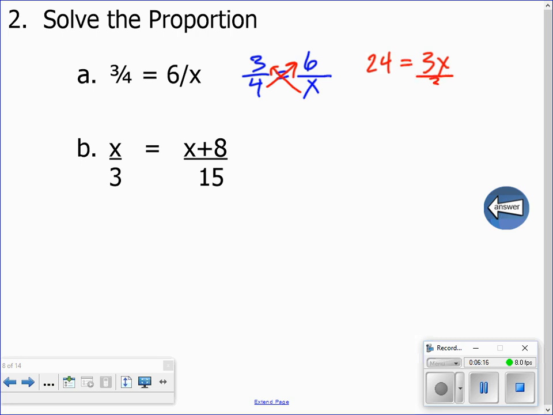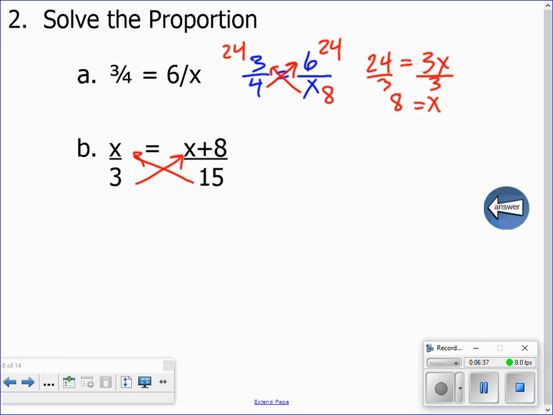And then if I solve this equation, we get x is equal to 8. So we know our missing coordinate is 8. You could check that. 8 times 3 is 24. 4 times 6 is 24. Those ratios should be equivalent. They should be equal.